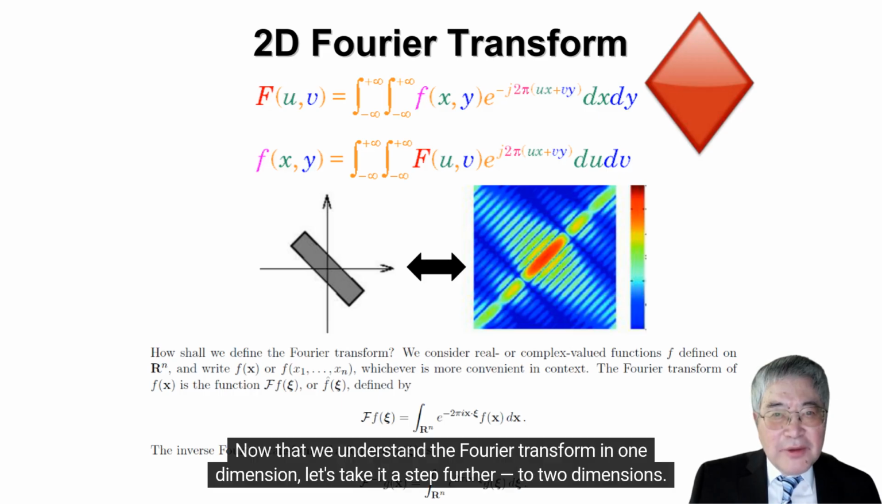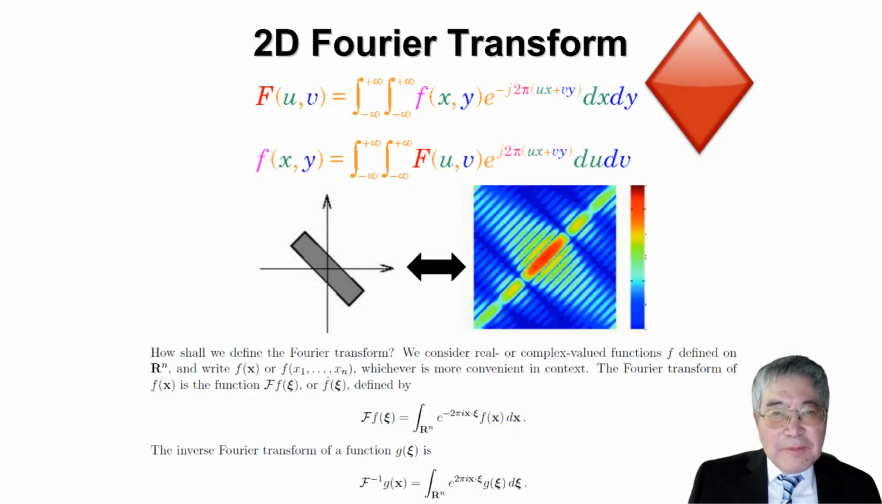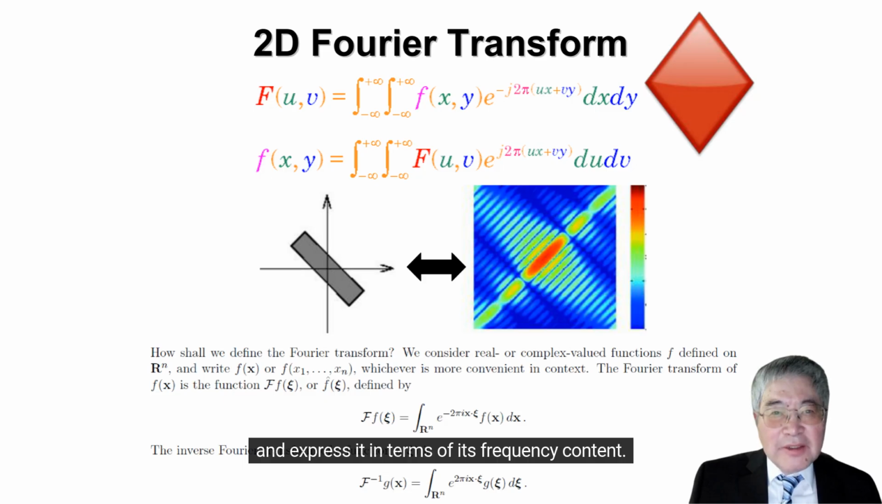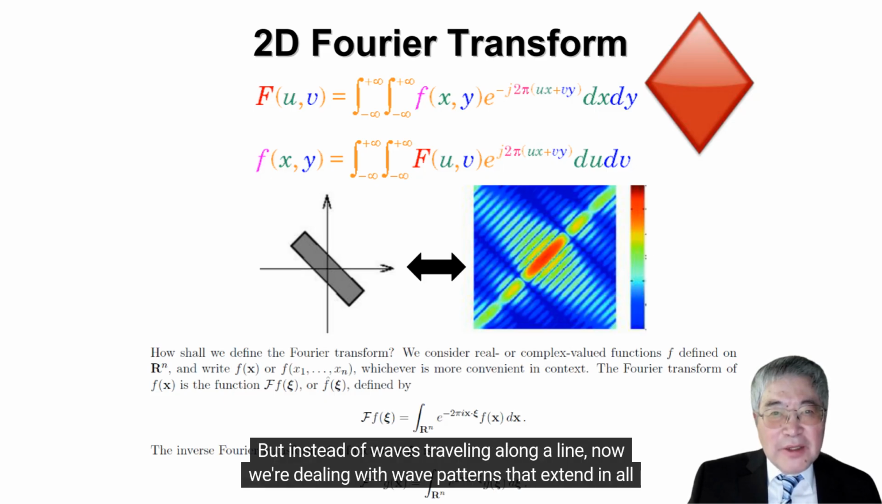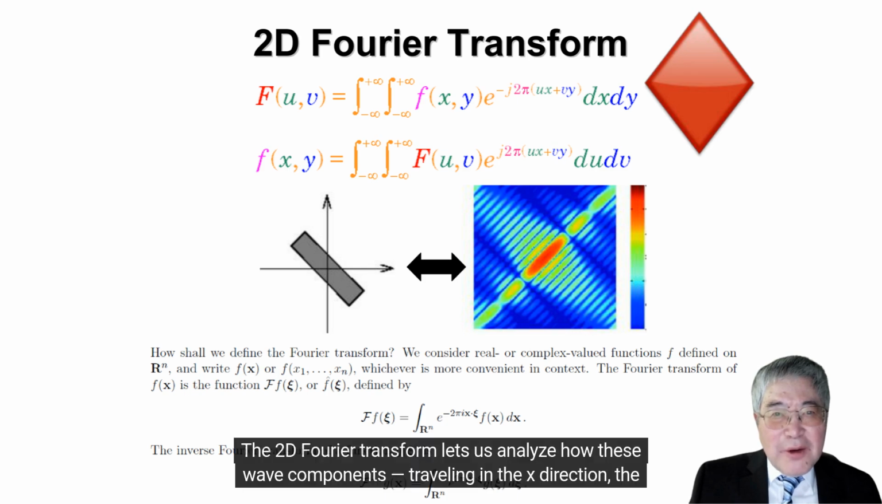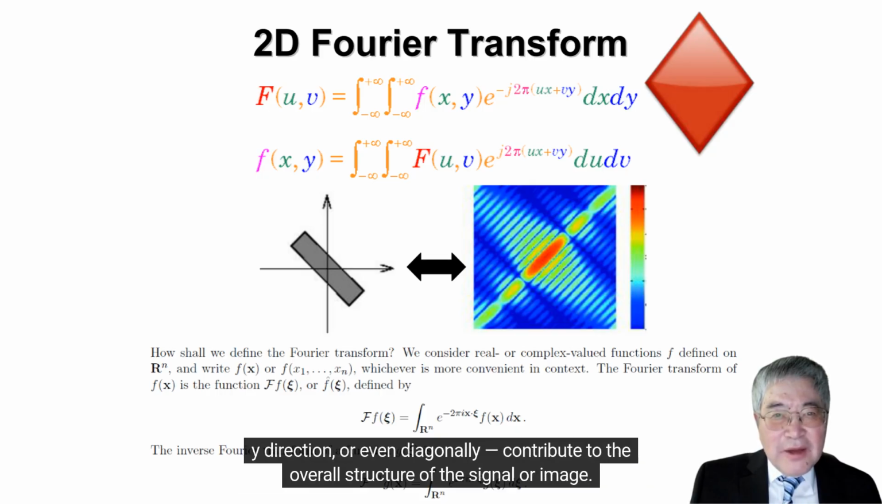Now that we understand the Fourier transform in one dimension, let's take it a step further, to two dimensions. Just like in the 1D case, the idea is to take a function, in this case a function of two variables x and y, and express it in terms of its frequency content. But instead of waves traveling along a line, now we're dealing with wave patterns that extend in all directions across a plane. The 2D Fourier transform lets us analyze how these wave components, traveling in the x direction, the y direction, or even diagonally, contribute to the overall structure of the signal or image.